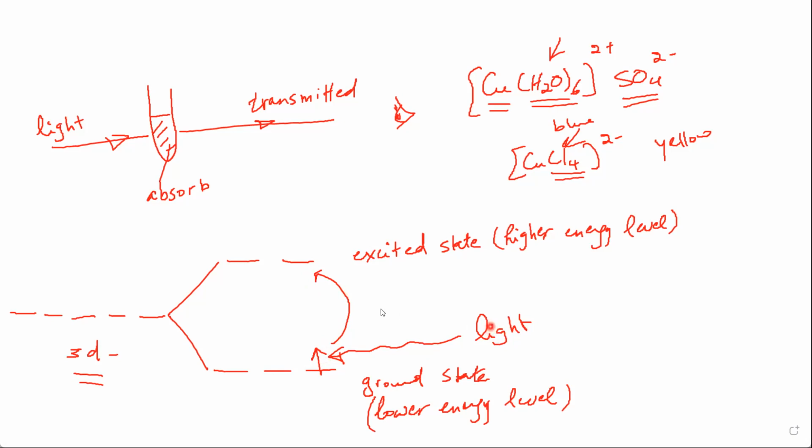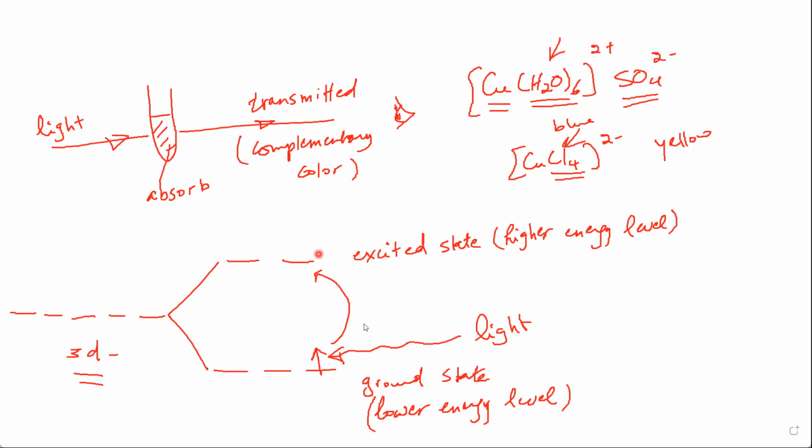And on doing so, it absorbed light with a specific frequency. And what are we going to see? We are going to see the transmitted light, or what we call the complementary color. So the electron absorbs a certain frequency of light, and it is promoted or excited to the higher energy level. And when it did so, we saw the transmitted light, or the complementary color of what this electron absorbed.